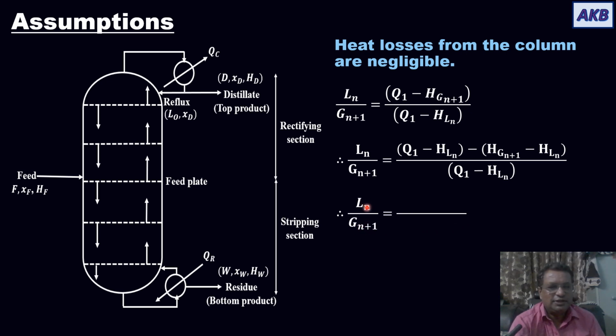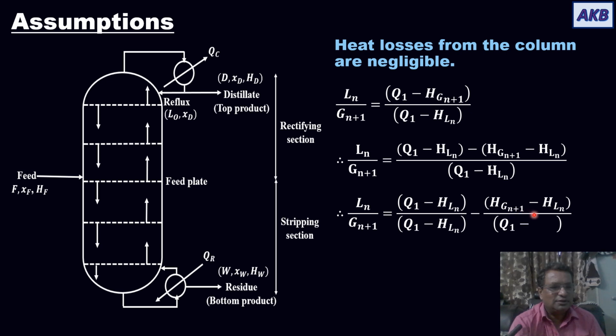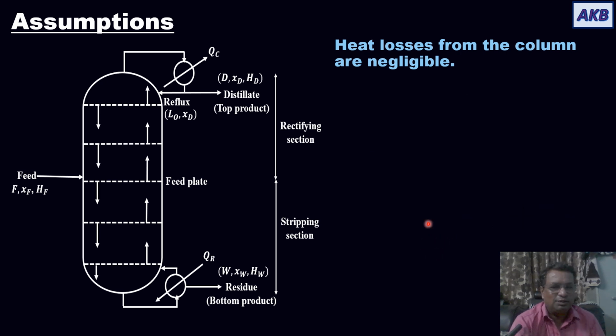So that gives us Ln upon Gn plus 1 is equal to (Q1 minus HLn) divided by (Q1 minus HLn), minus (HGn plus 1 minus HLn) divided by (Q1 minus HLn). So in this step I have simply separated the denominator, and now I have two terms. In the first term, what is going to happen? This is going to get cancelled out. Q1 minus HLn will cancel with Q1 minus HLn in the denominator.